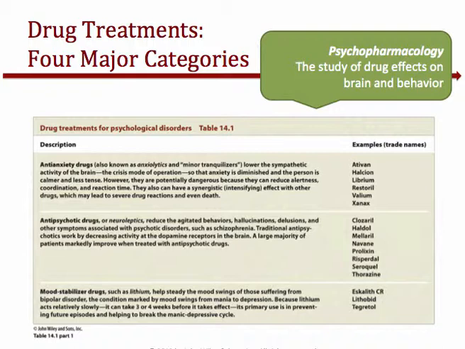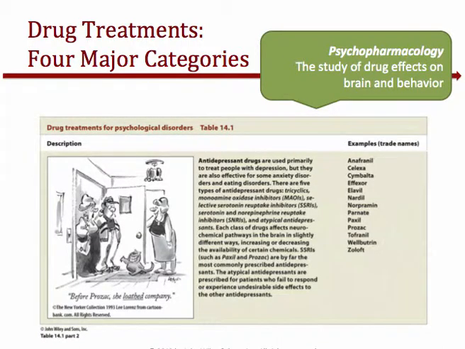And the fourth major category are, of course, the most common category, the antidepressants. These are used primarily to treat depression, but as I said, they're used for a number of other disorders as well. Sometimes they're used for anxiety disorders, sometimes they're used for eating disorders, and even sleep disorders.